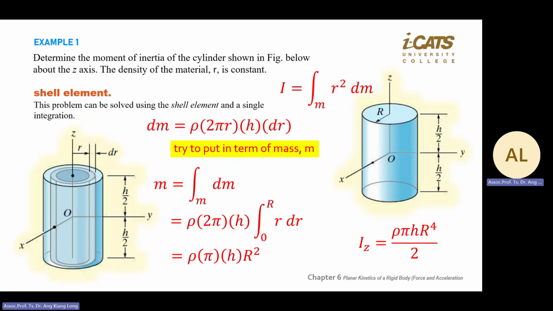Agree? Why? You integrate r, you get r square divided by 2. Cancel the 2. Simplify, become this one. Right? So your m equal to this one. Just now your I equal to this one. So pi rho h r square, factor this one out.